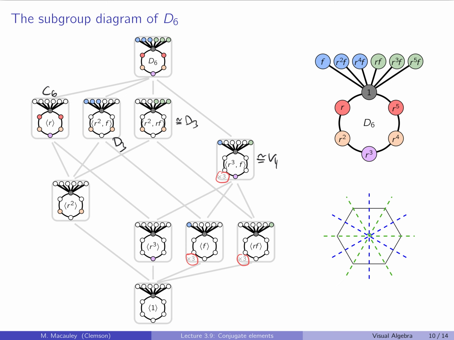Now up here, notice if we take a blue axis and the orthogonal green axis, then we get a copy of the Klein 4 group, V4. So there are 3 of those, and if you squint your eyes, there's no structural difference between any pair of perpendicular or orthogonal axes, one blue and one green. Now that's why these 4 subgroups are conjugate.